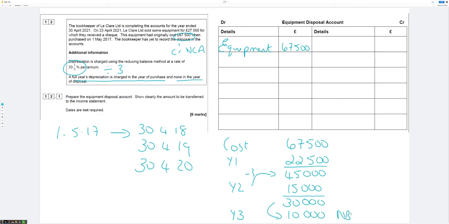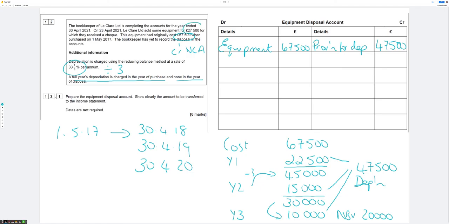So the net book value by the time we come to sell the asset is $20,000, and the depreciation accounts for the difference, so the difference between 20,000 and 67,500. If we add those 3 figures together, we get 47,500 in depreciation. So we can debit that to the provision for depreciation account and credit it to the disposal account. So provision for depreciation, 47,500. So what we've ended up with in the disposal account now is the net book value, the difference between the cost and the provision for depreciation, $20,000.